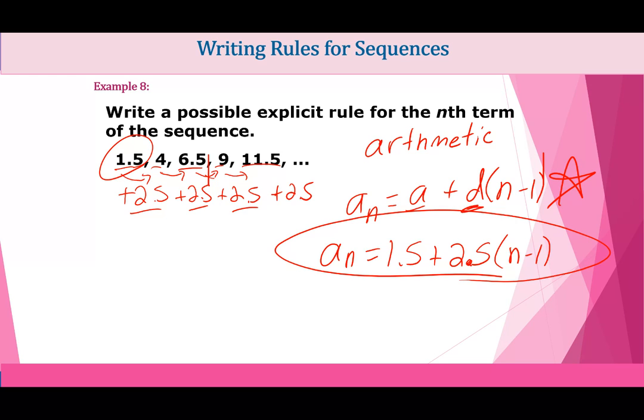Now, if I wanted to use it to find any term, let's say I want to find the 20th term, I would have a20, which again just means the 20th term is, and I'd put 1.5 plus 2.5, and then I would plug in the 20 for the n because I'm looking for the 20th term. And so 20 minus 1, of course, is 19. So I would just make that 19. I'd multiply it to 2.5 and finish that problem. And whatever that equals would be my 20th term.